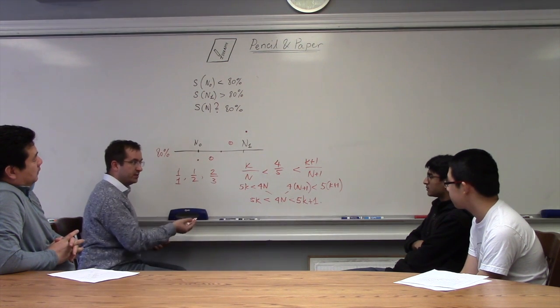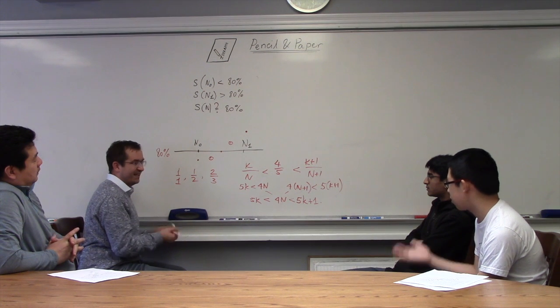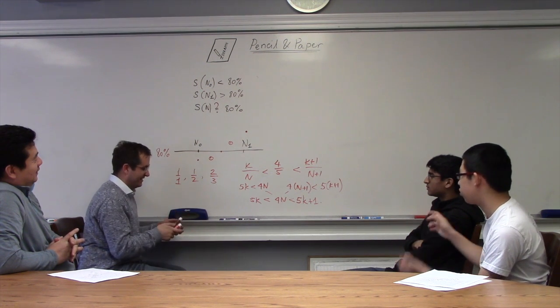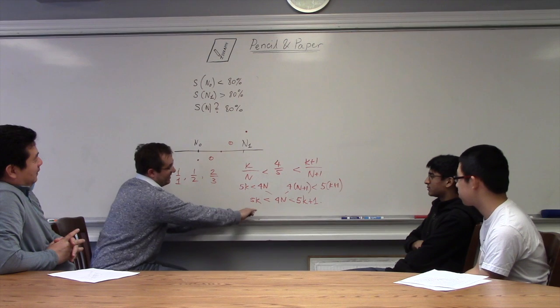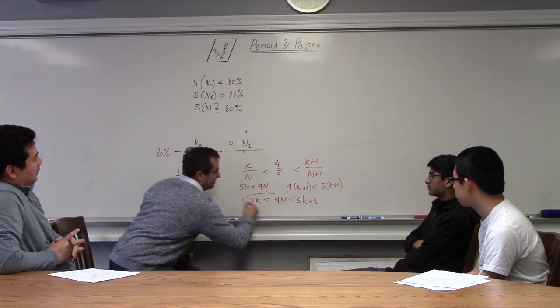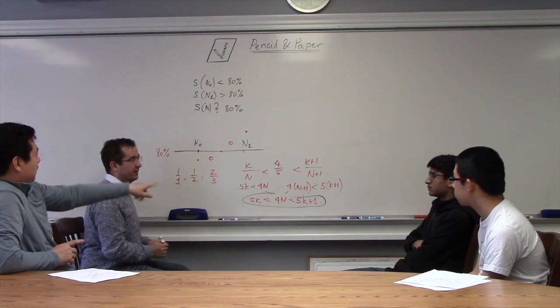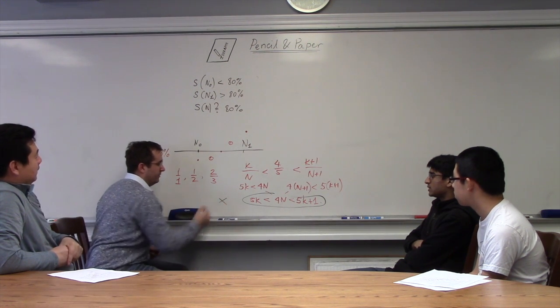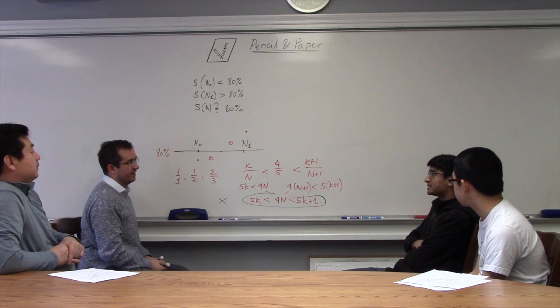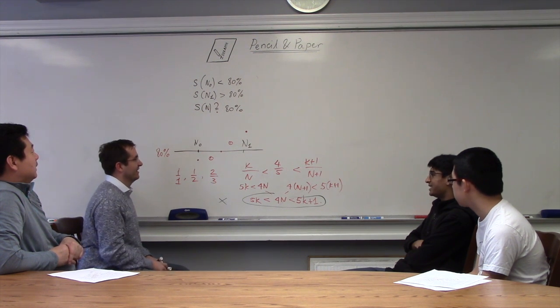Well, is it possible? Well, they're all integers, so there's no integer between any two consecutive integers. It's impossible. That's why this gives us a contradiction. This is not going to work. You put a cross sign on it, yeah. So it means that there has to be a point where it crosses exactly 80%.